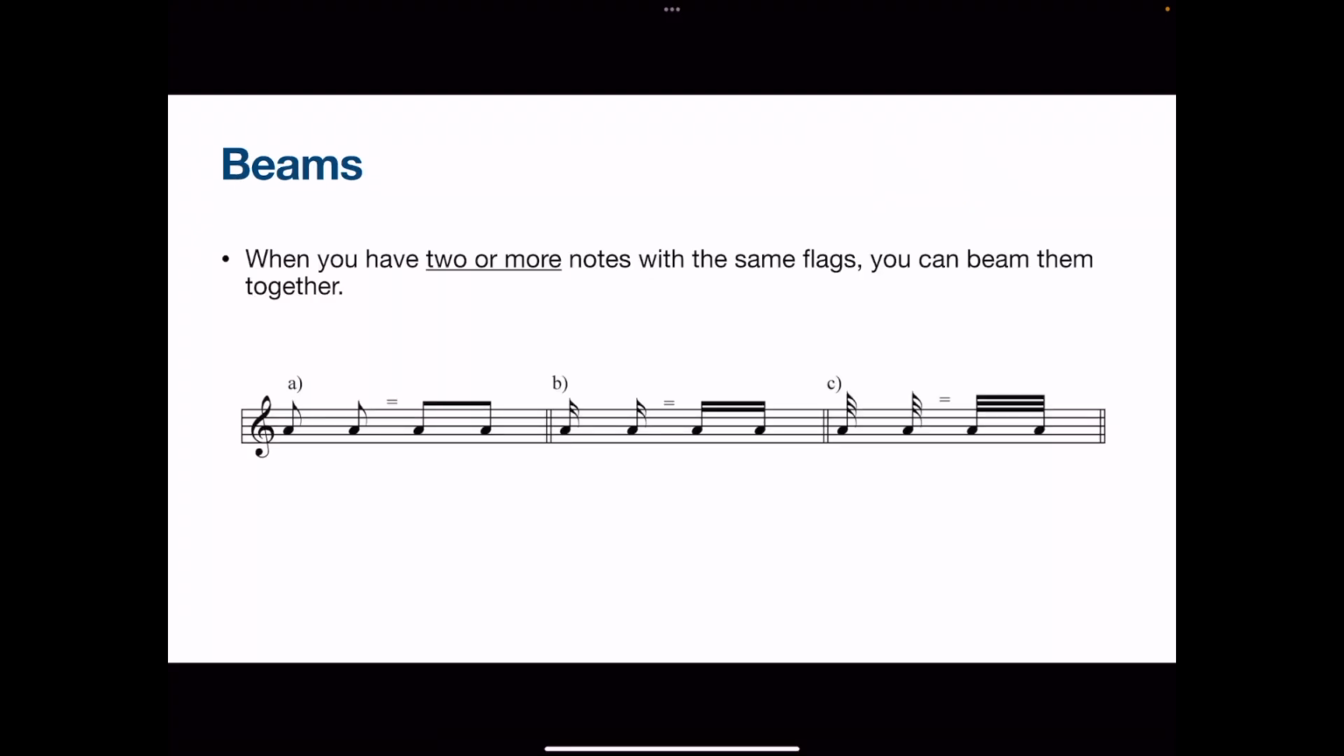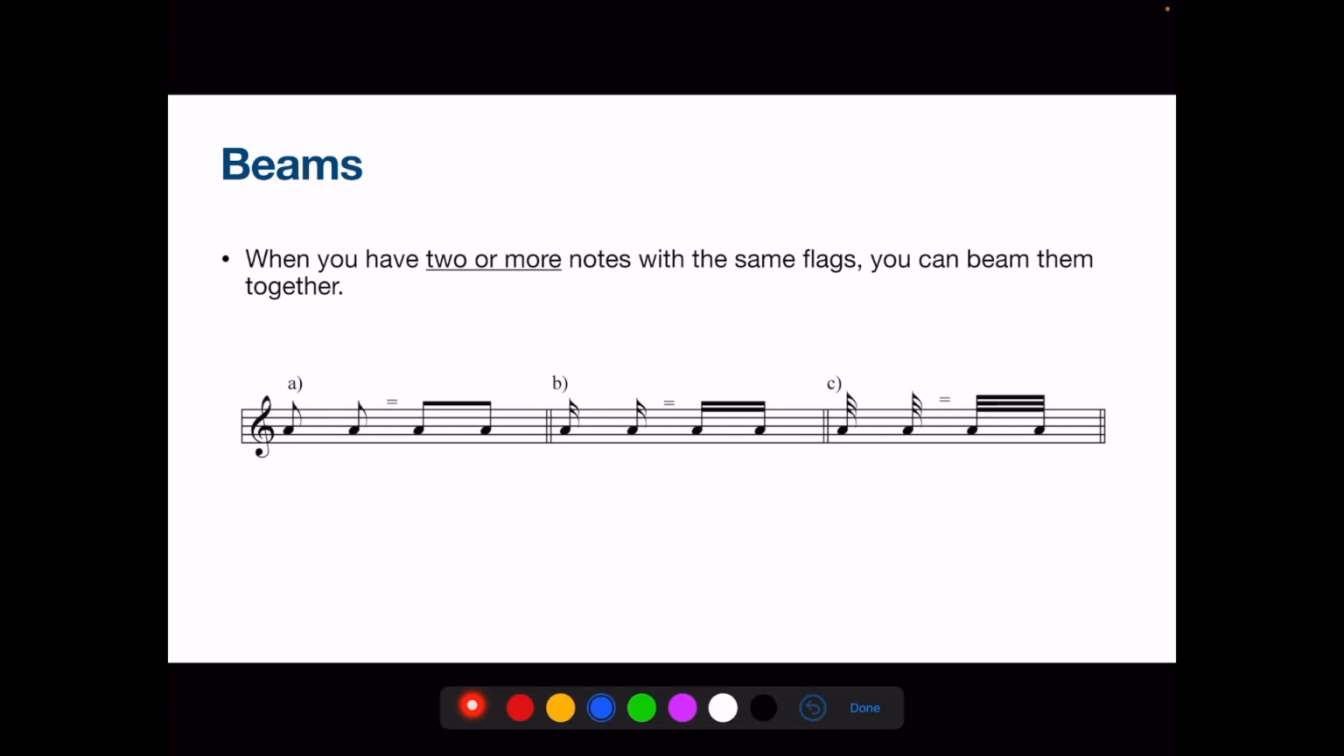All right, so beams, what we just talked about, right? When we have 2 or more notes with the same flags, you can beam them together. So in the first example, you see 2 eighth notes becoming this, and the 2 16th notes becoming this, and 2 32nd notes becoming this.